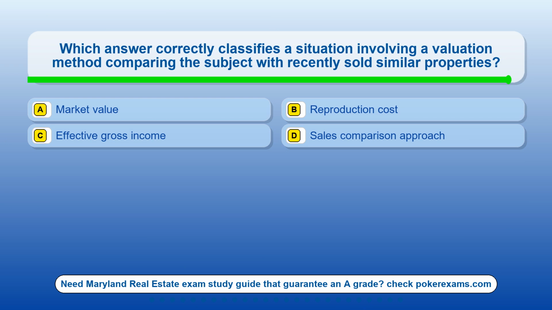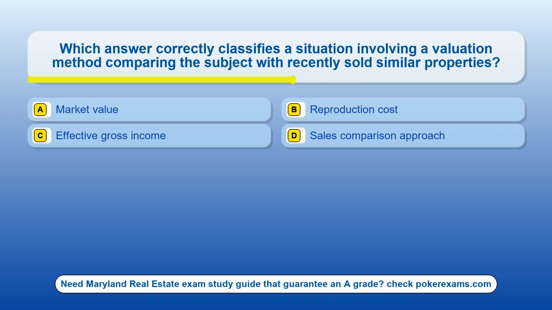Question 24. Which answer correctly classifies a situation involving a valuation method comparing the subject with recently sold similar properties? Option A, market value. Option B, reproduction cost. Option C, effective gross income. Option D, sales comparison approach.